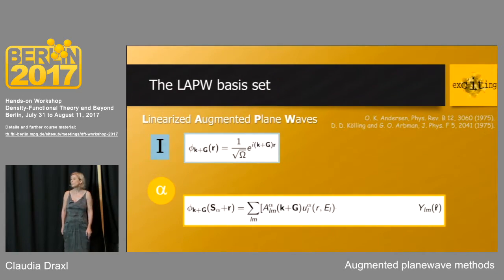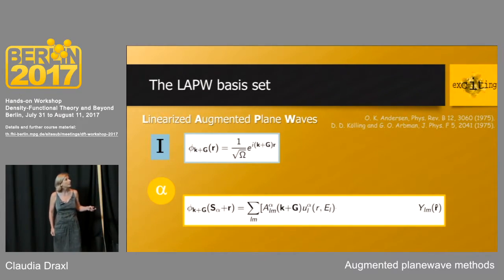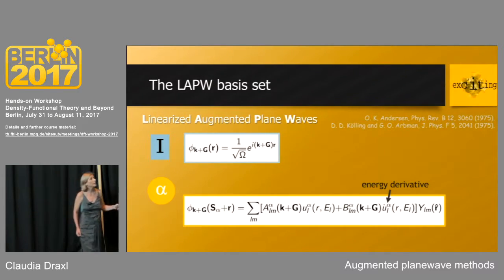So how to do better, and this is where LAPW comes into play. It was first suggested by Ole Andersen, but at the same time by Koelling and Arbman in 1975. And they suggested to linearize this eigenvalue problem in order to make it less costly. The way they did it: this is the original APW basis, and now we add a second term, and the second term has the energy derivative of this U function here.